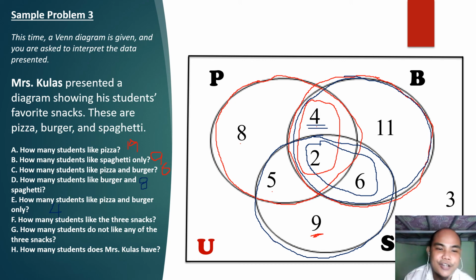Now let's go to letter F. How many students like the 3 snacks? The entire snacks, pizza, burger, and spaghetti. So where can we see that? The intersection of the 3. Of course, it's in the center of the 3. And what's the center of pizza, burger, and spaghetti? The answer here is 2. Okay. That's the intersection of pizza, burger, and spaghetti.